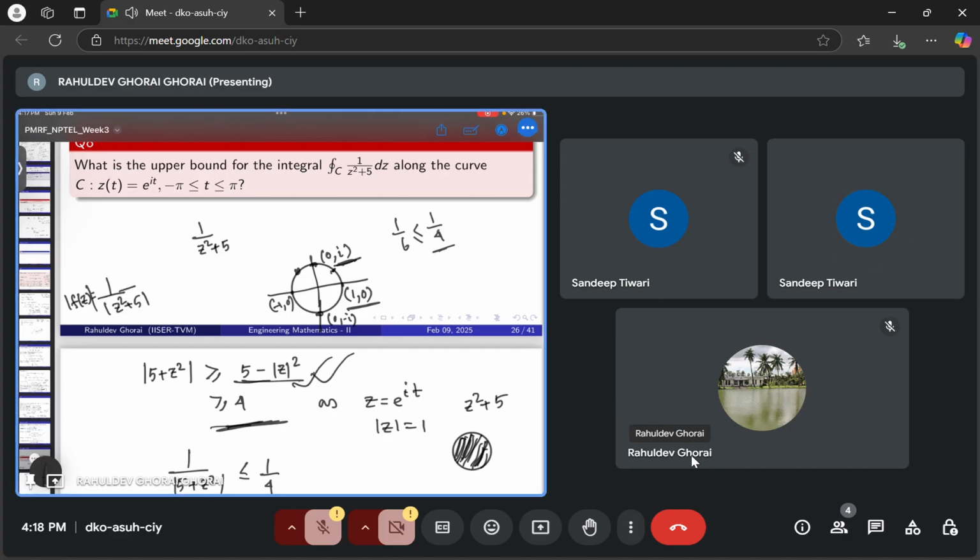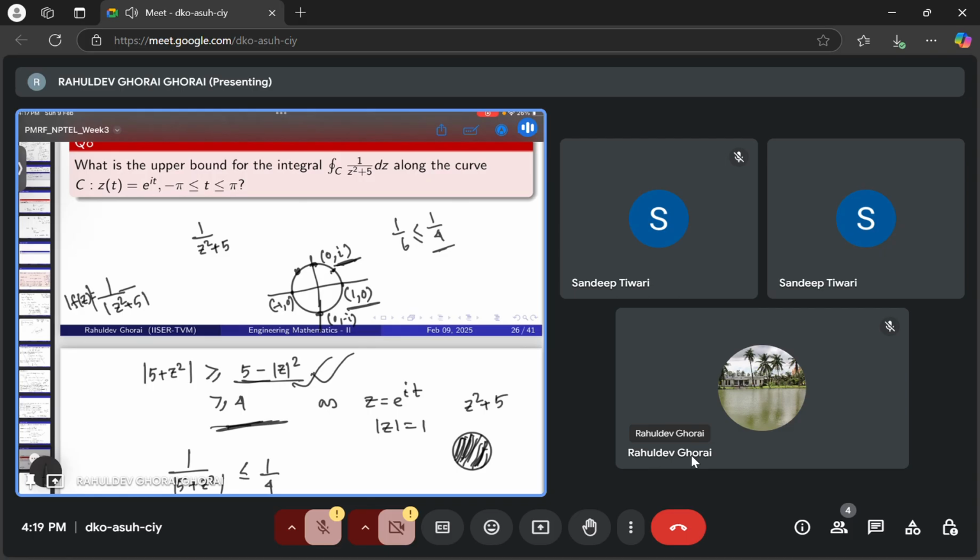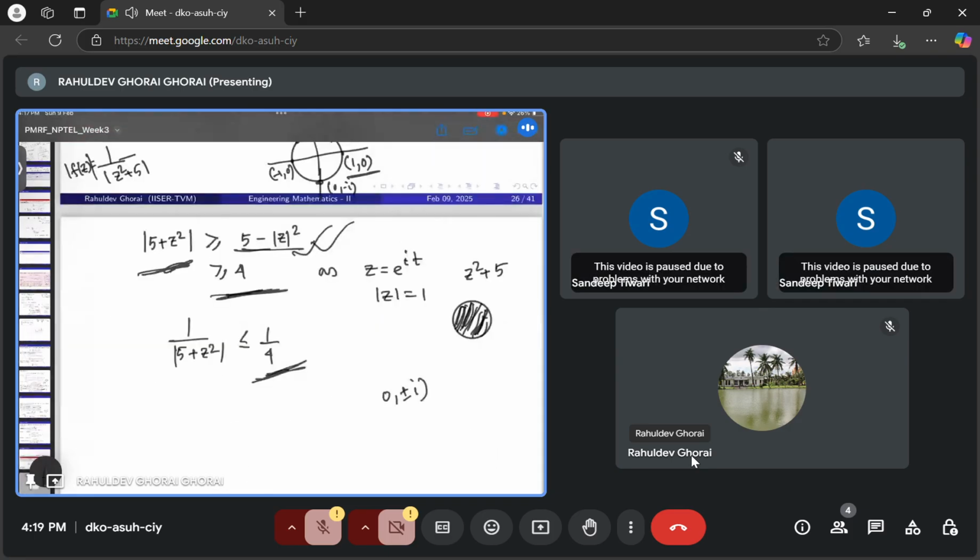Yours, yes: 5 minus z square, and that is how we are getting 5 plus z square greater than or equal to 4, and the maximum will also be attained at 0 plus or minus i. Those are all true, but you have to prove it like this. Because this is always greater than or equal to 4, 1 by it will be less than or equal to 1 by 4, attaining the maximum at 0 or plus minus i. Those are correct after doing this. Okay.